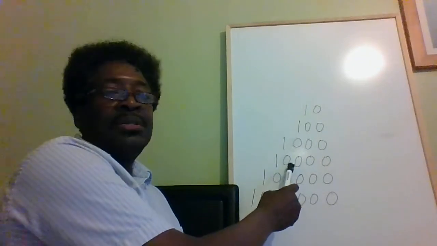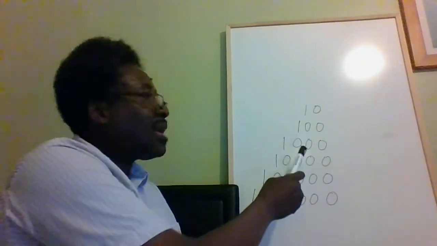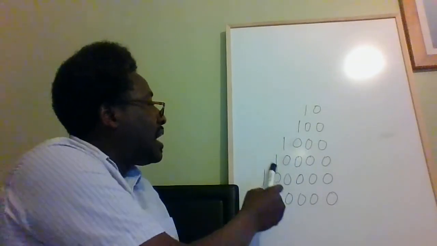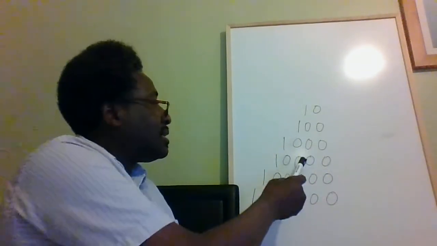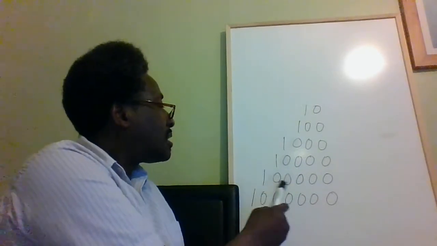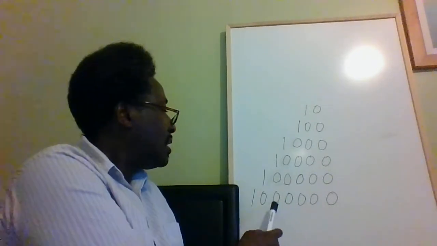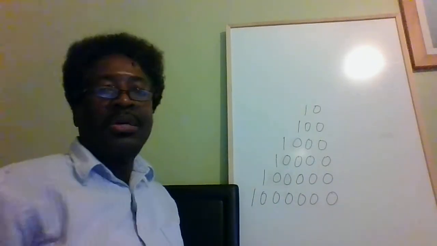10,000 has 4 zeros. Remember, 1,000 has 3 zeros, so 10,000 is 10 with the 3 zeros. And then 100,000 is 100 with the 3 zeros. And then this is 1 million.